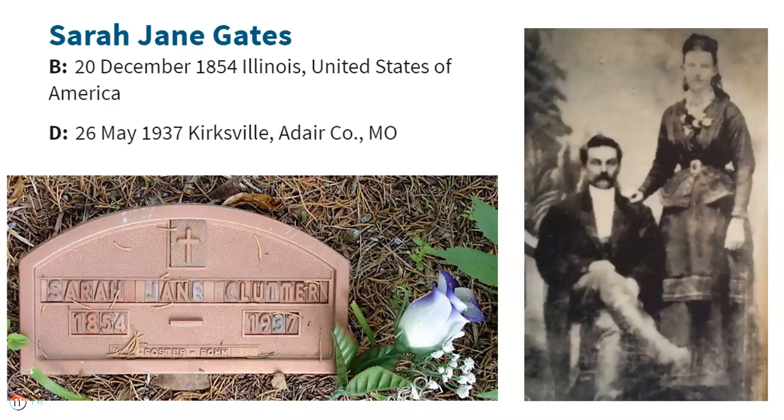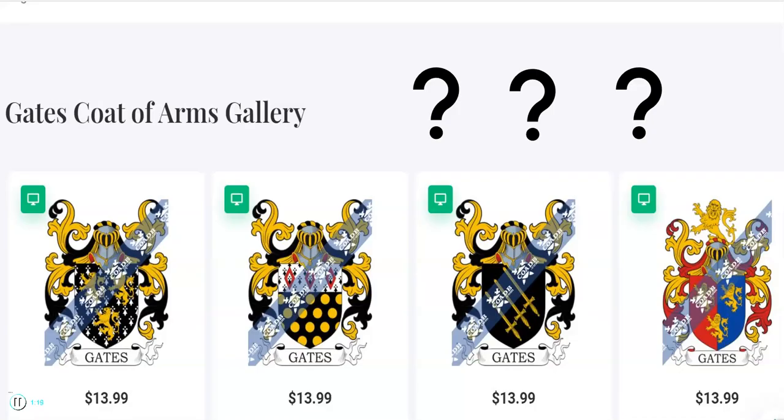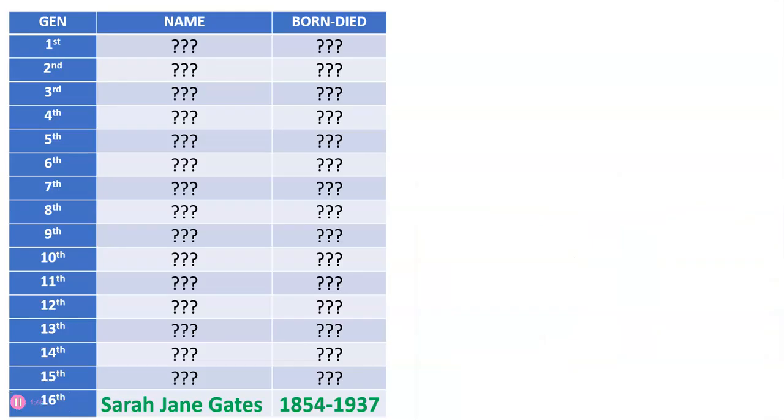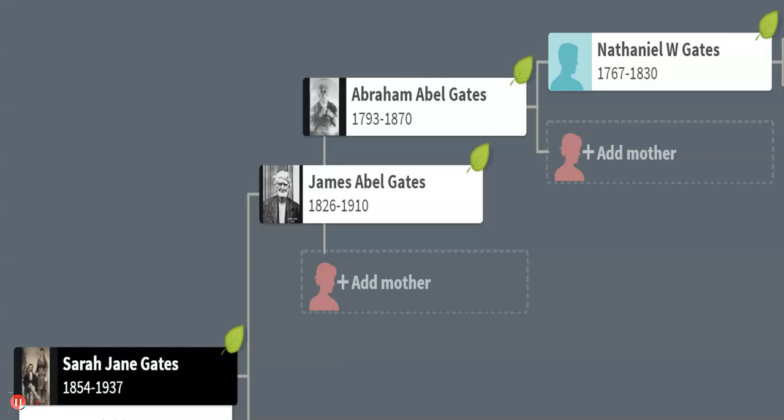the 20th century. Now, we go to a website and we see 4 different coats of arms with the surname Gates. And the question becomes, well, which one belonged to her ancestors? Which one of these 4? How do we know? So I'm going to tell you how to find that out. What we're going to need to do is establish the ancestral lineage, or genealogy, or family tree of Sarah Jane Gates.